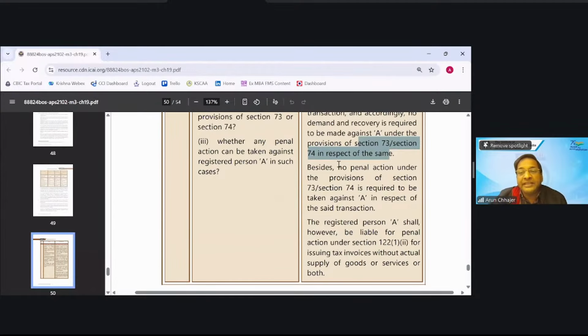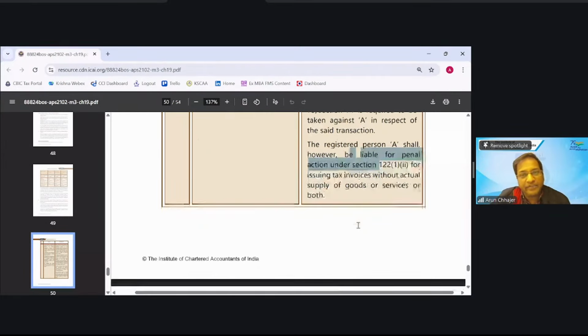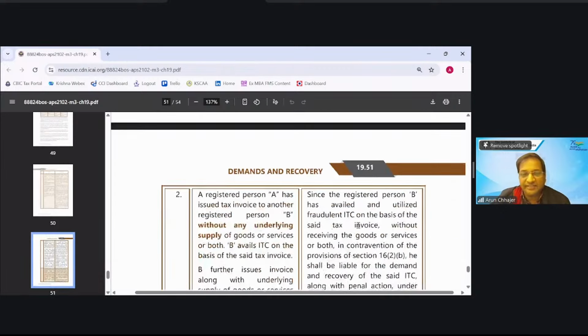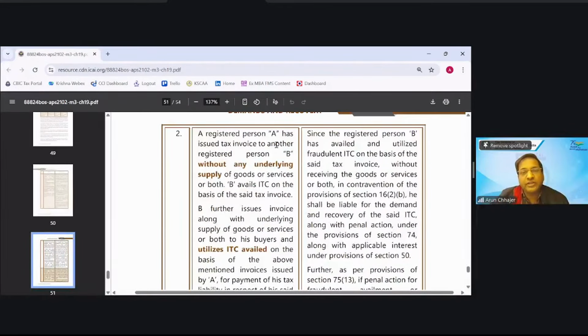Besides, no penal action under the provision is required to be taken. The registered person A, however, is liable for penal action under section 122, subsection 1, clause 2, for issuance of any tax invoice without supply. तो वहां की पेनल्टी है, वो पेनल्टी आप इनिशिएट कर सकते हो, बट ये पेनल्टी आप इनिशिएट नहीं कर सकते. दैट इज क्लियर.